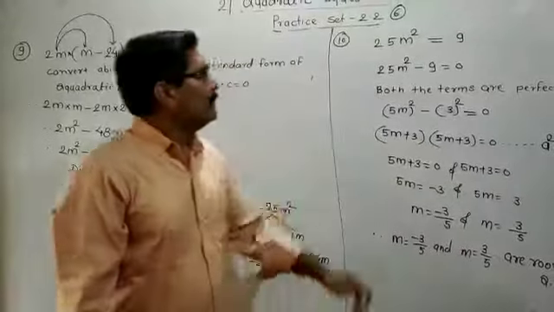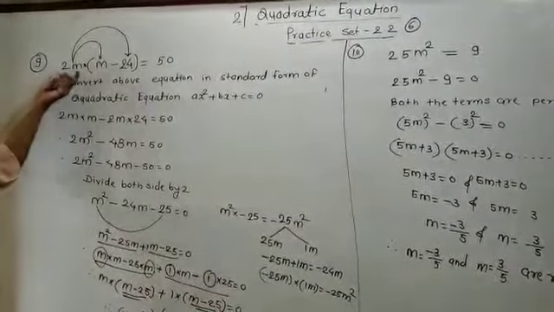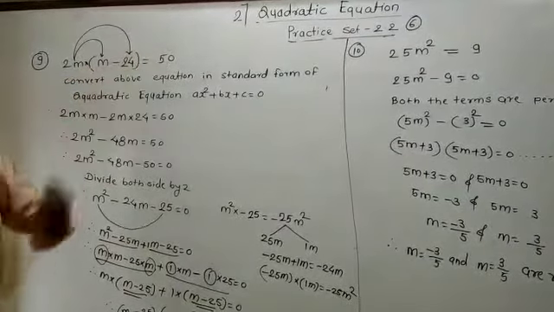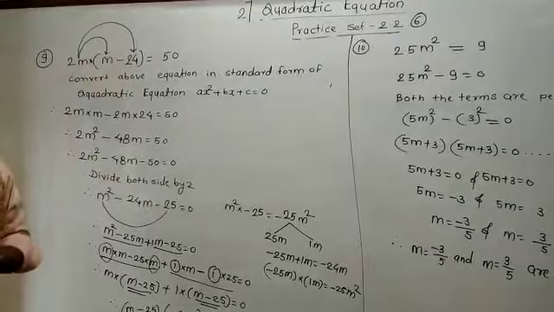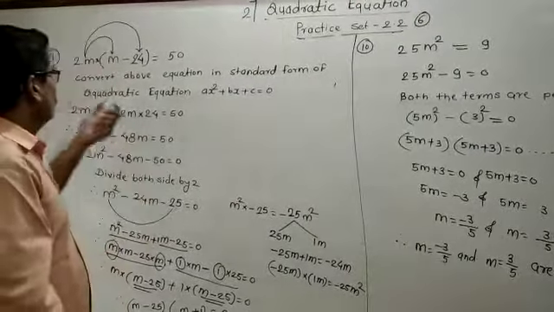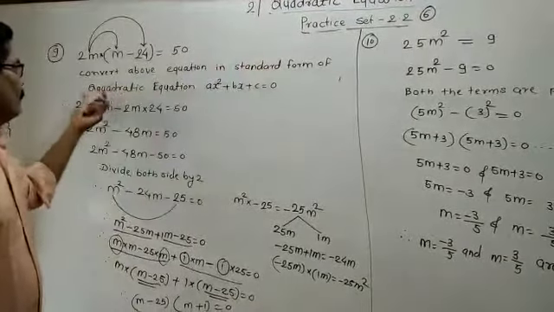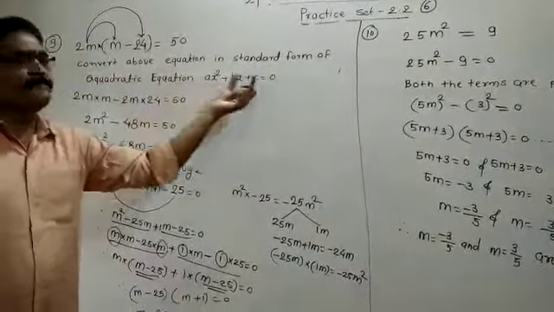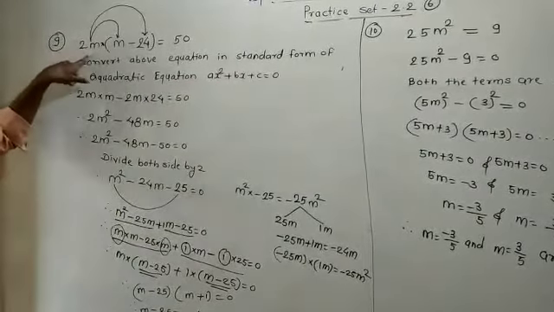To start with, practice set 2.2, sub question 9. 2m multiplied by (m minus 24) is equal to 50. This given equation is not in the quadratic form. You have to convert this equation into the quadratic form. So convert the above equation into the standard form of a quadratic equation, ax square plus bx plus c is equal to 0. Then you have to utilize the distributive law.